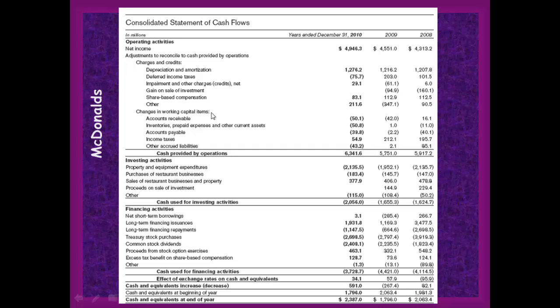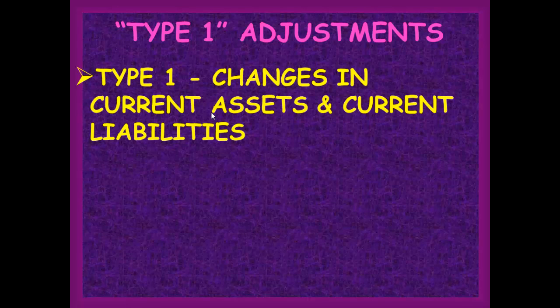Now, working capital, we did discuss that previously. Do you remember? Current assets minus current liabilities is my working capital. So here we're talking about changes in my current assets and my current liabilities. So they have two groups right there is what I want you to see. I don't really care what you call them. I call them type 1 and type 2. I can't get a very creative name for them. Type 1 are my changes in current assets and current liabilities. In other words, my changes in working capital, which we just saw McDonald's do.